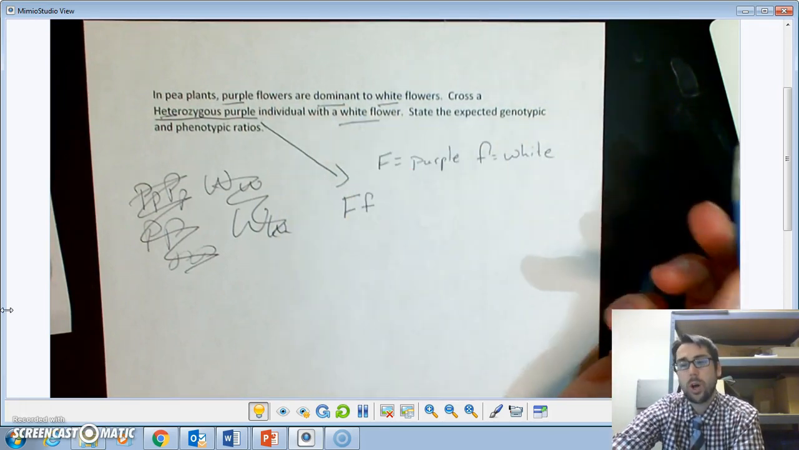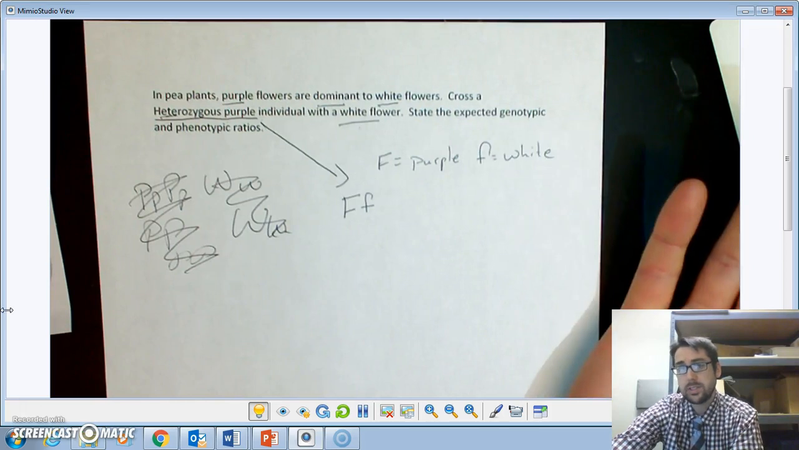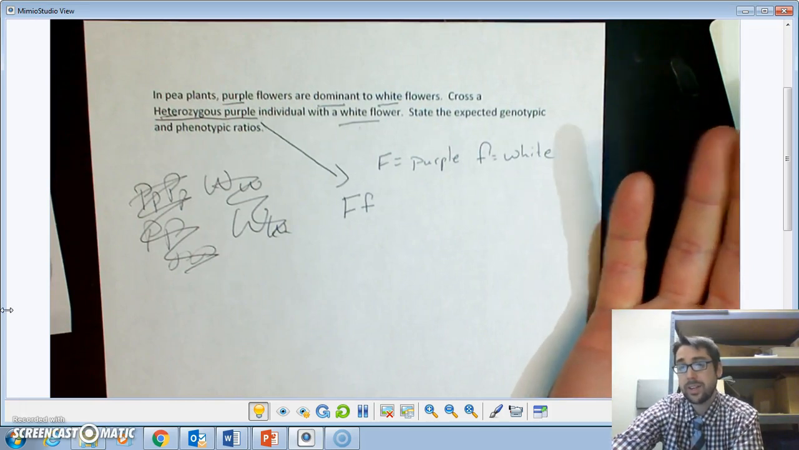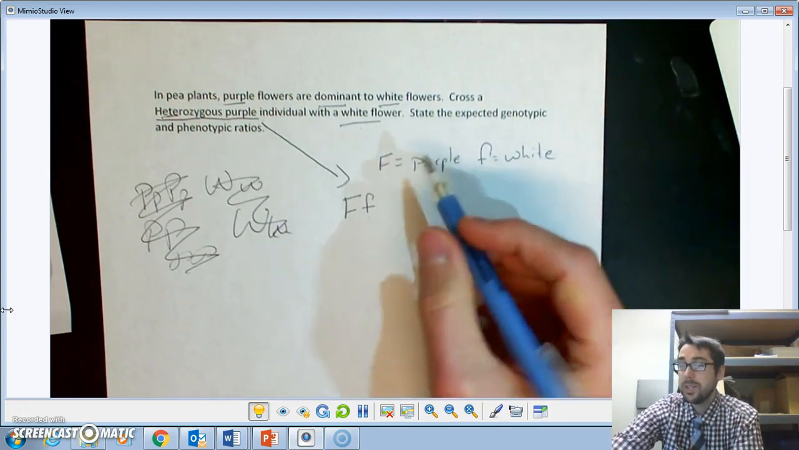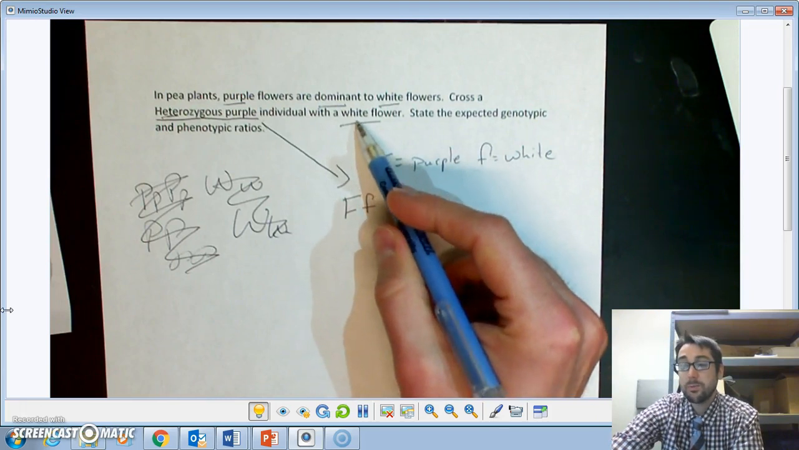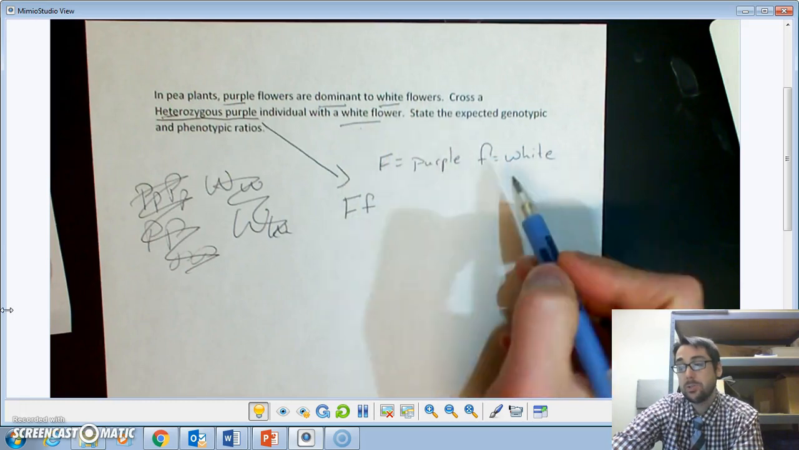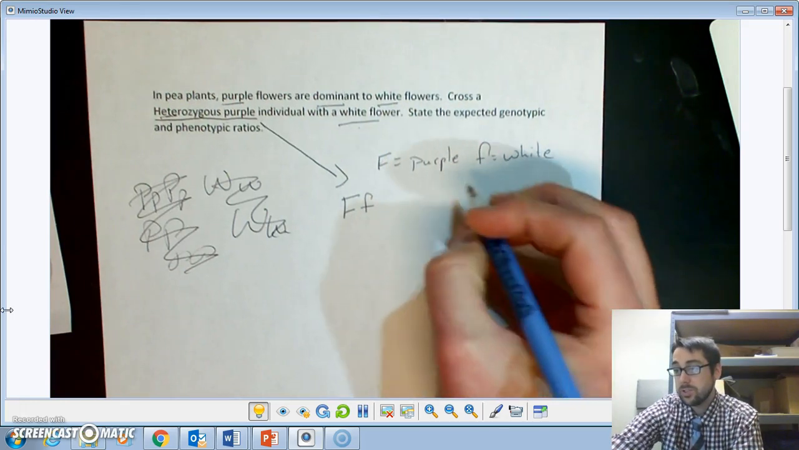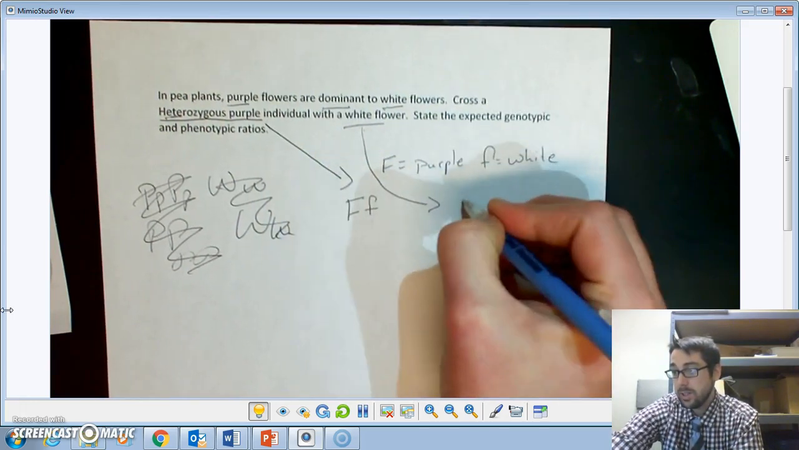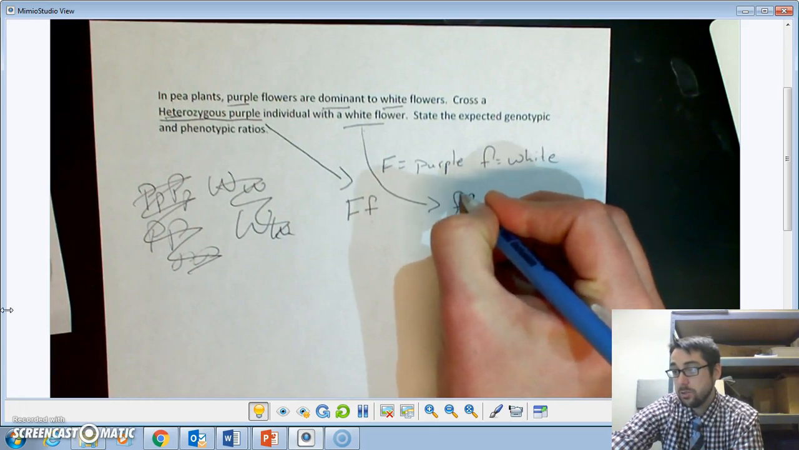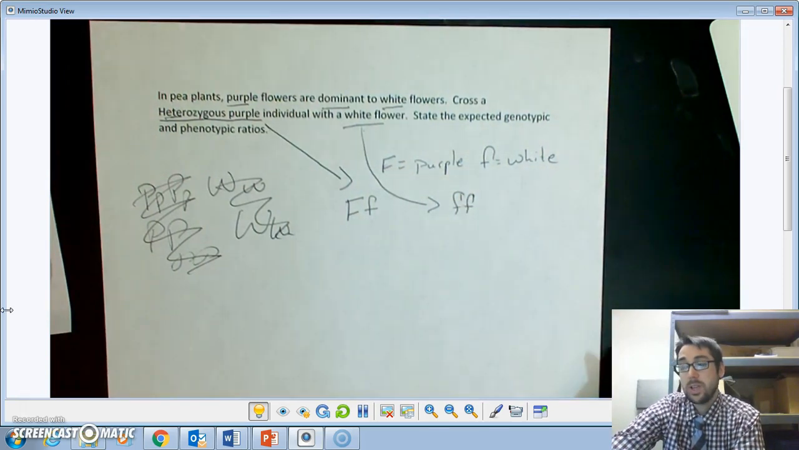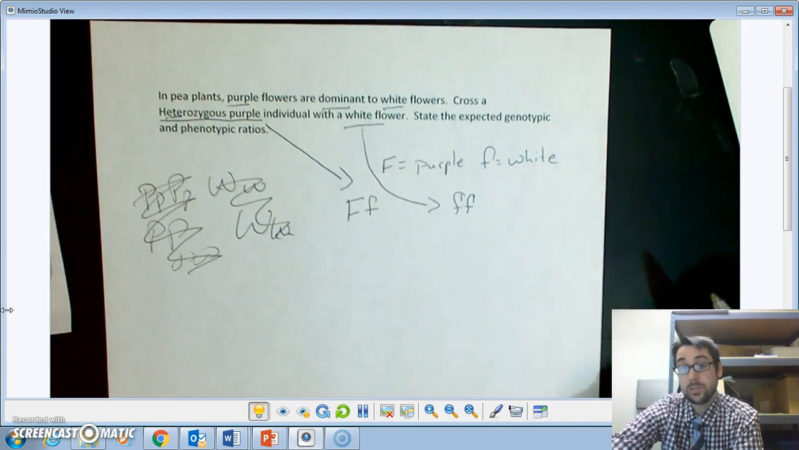Now you should ask yourself, well, I don't know. What is it? Is it heterozygous or homozygous? But you do know, because in order to have the recessive trait, which is white, they have to have 2 recessive alleles. So the other parent is going to have 2 recessive alleles.